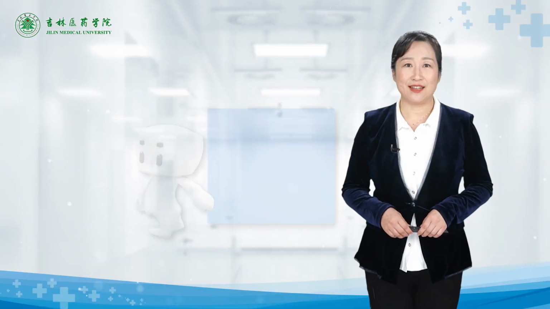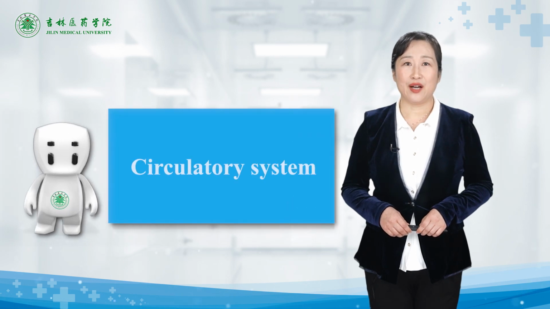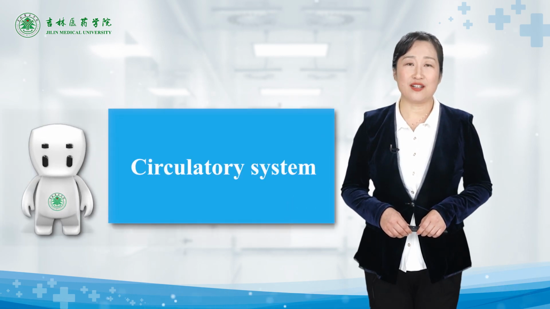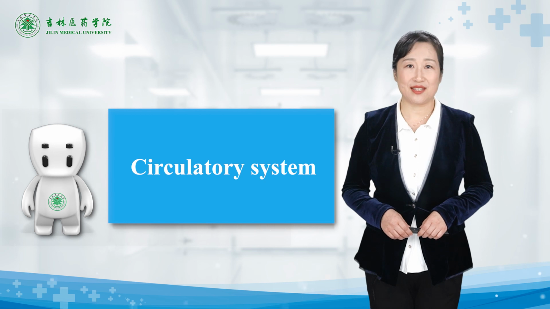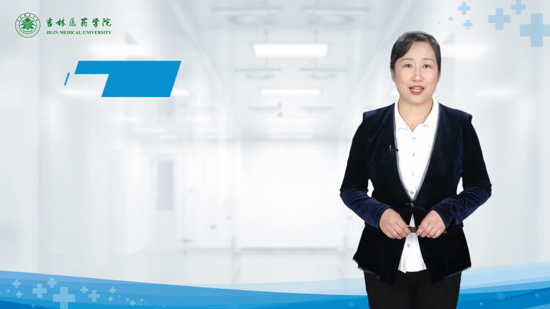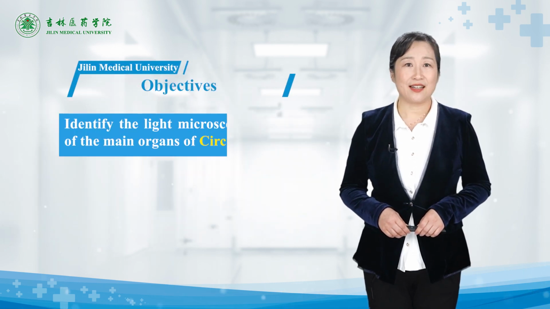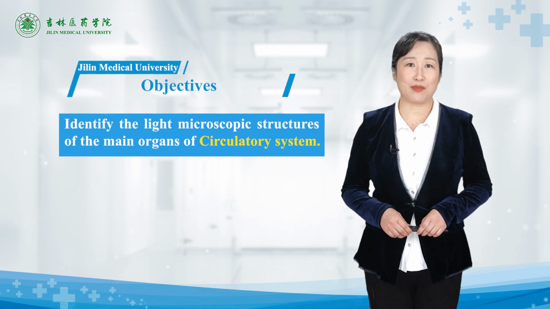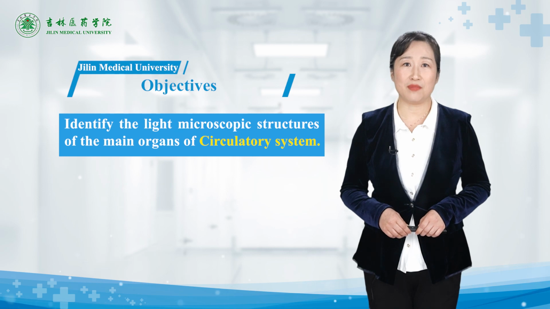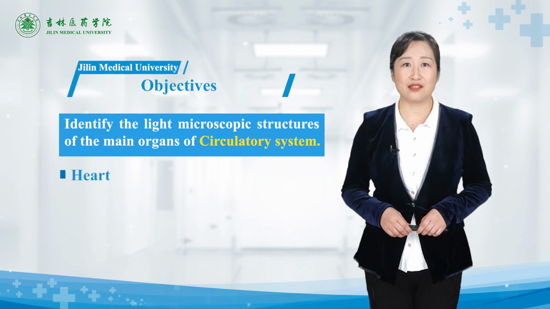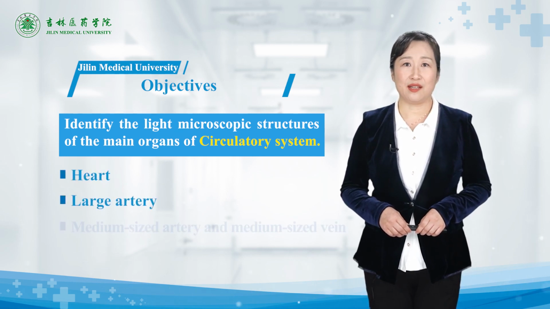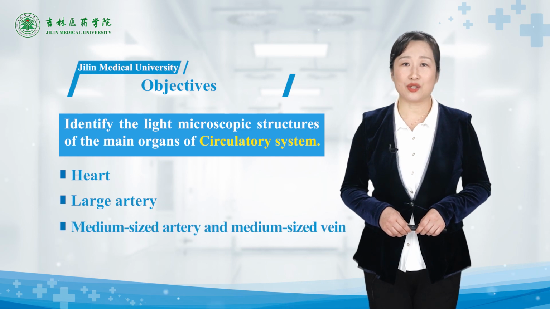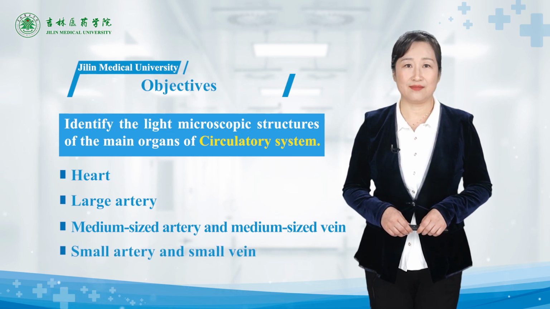Hello everyone. In this laboratory, we'll observe the histology slides of the circulatory system. Objectives: understand and identify the light microscopic structural characteristics of the main organs of the heart, large artery, medium-sized artery, medium-sized vein, small artery, and small vein.